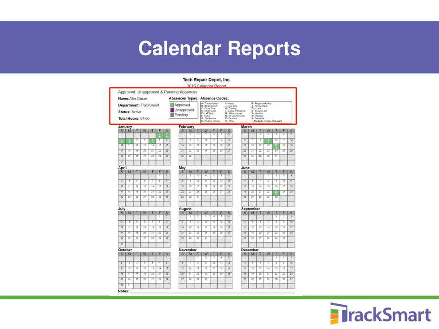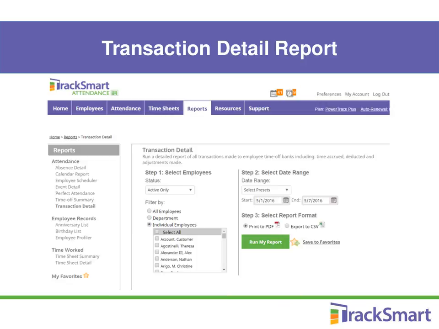Another helpful report is the Transaction Detail Report. You can find this report on the Reports page on the left side under the Attendance section. With this report, you can create a detailed report of all transactions made within an employee's time off bank. This includes time deducted, adjustments made, and potentially even time accrued for PowerTrack or PowerTrack Plus members with accrual plans.